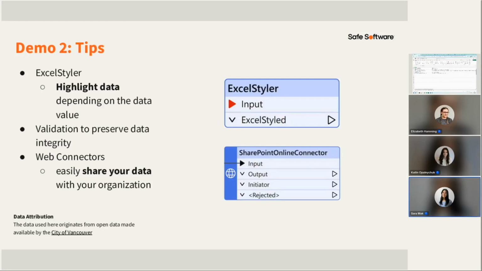Couple tips for you. The Excel styler is a fantastic transformer to use for styling your Excel data. As we saw, you can apply fonts, colors, or formatting either to individual cells or even an entire row.